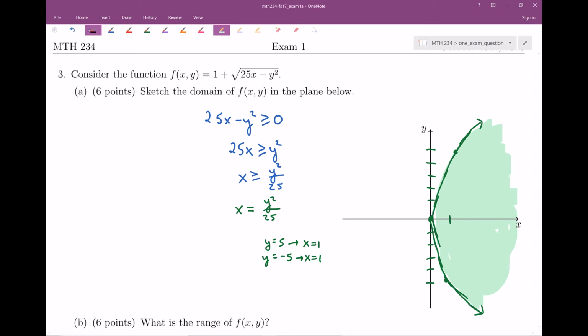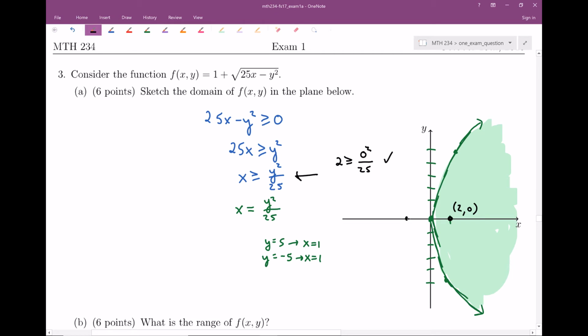So if I go ahead and choose a test point, for instance, this one's a fine one here. If I chose 2, 0, so 2 for x, 0 for y, and I plug that back into my original inequality. So let's see, this would be x is 2. Is that greater than or equal to y squared over 25? Well, yes, 2 is greater than 0, so this works out, so I should shade that area.